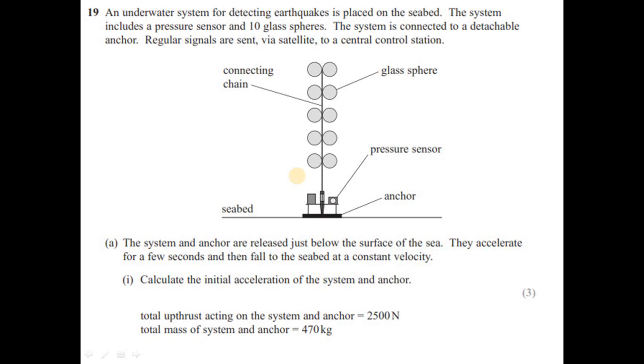Question number 19. An underwater system for detecting earthquake is placed on the seabed. The system includes a pressure sensor and 10 glass spheres. The system is connected to a detachable anchor. Regular signals are sent via satellite to a central control station. Okay, so connecting chain, glass spheres 1, 2, 3, 4, 5, pressure sensor, anchor, seabed. The system and the anchor are released just below the surface of the sea. They accelerate for a few seconds and then fall to the seabed at a constant velocity. Calculate the initial acceleration of the system and the anchor.